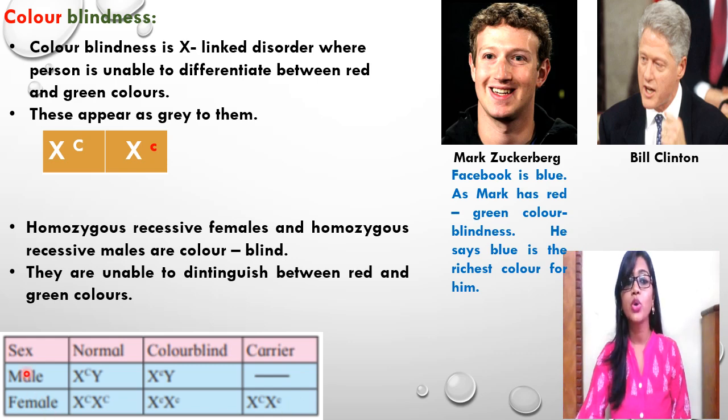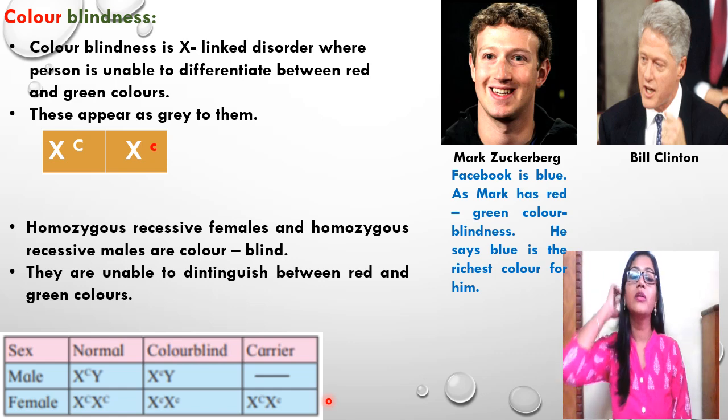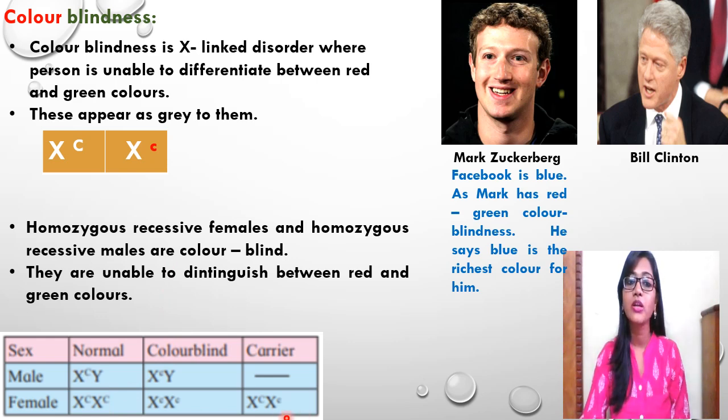So you have to be very careful while writing the answers, or if a question is asked on color blindness, the capital C and small c. You have to write this in a very particular manner, because they are not just the capital C and small c, but they are the dominant gene and the recessive gene, which are situated on the X and Y chromosomes.